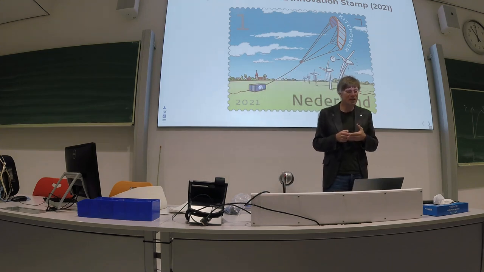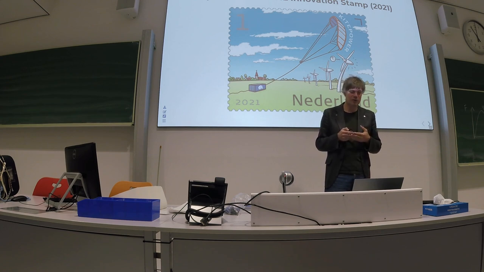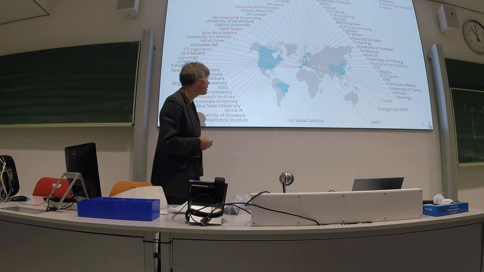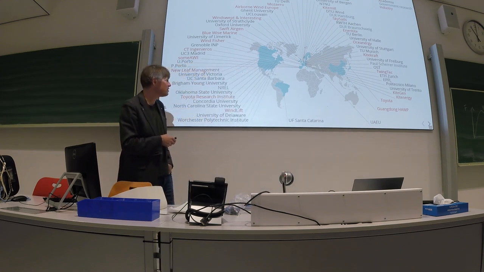In 2021, we even made it with kite power on a Dutch stamp. It was a so-called TU Delft Innovation Stamp that was issued by PostNL. And this is the airborne wind energy scene as it is now.